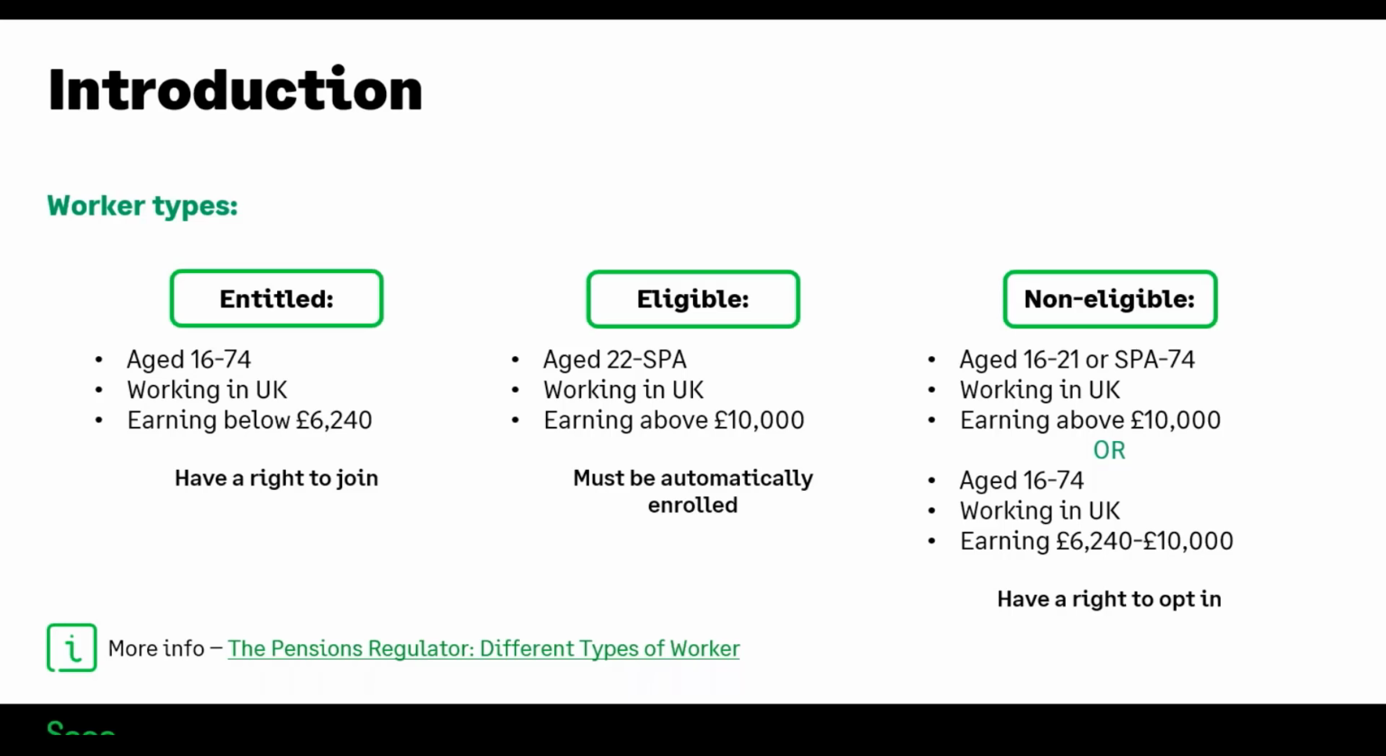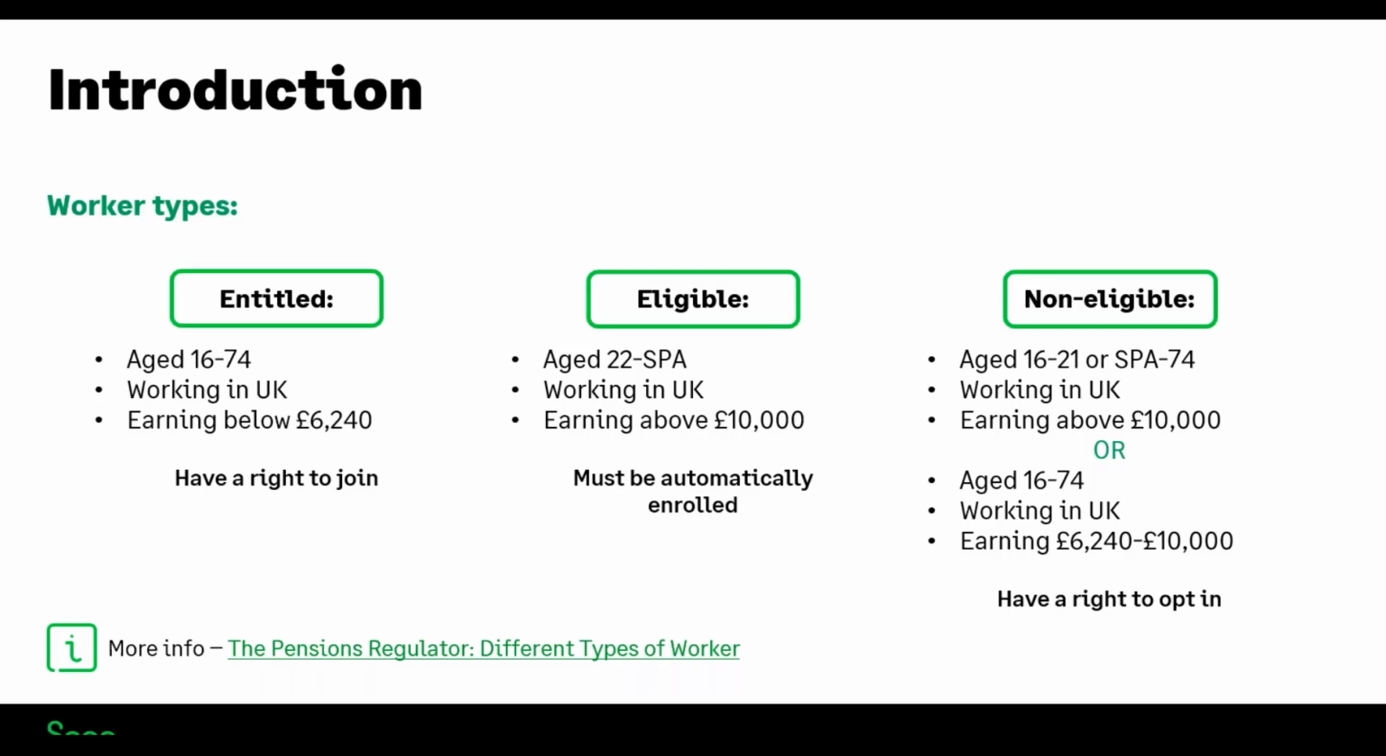And then you've got non-eligible as well. These are for employees aged 16 to 21 or state pension age to 74, working in the UK, earning above £10,000, or aged 16 to 74 and working in the UK as well, earning between £6,240 and £10,000. And these non-eligible employees have got a right to opt into your scheme. And we will be talking about that a little bit more further into the webinar.